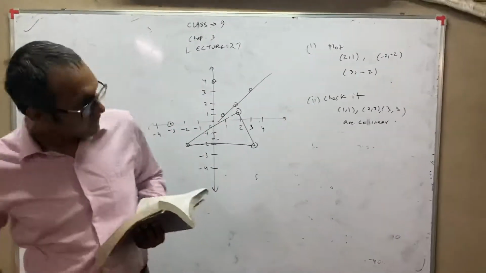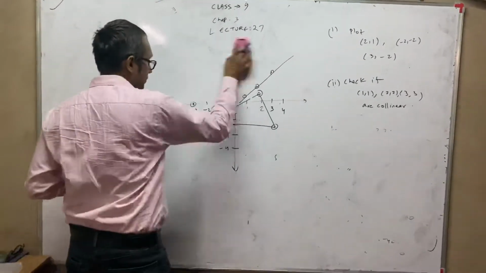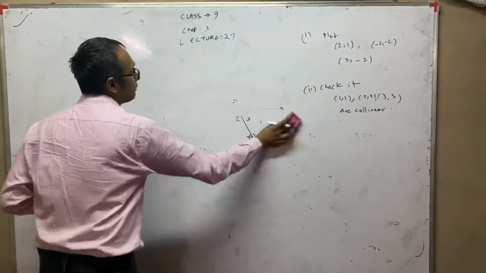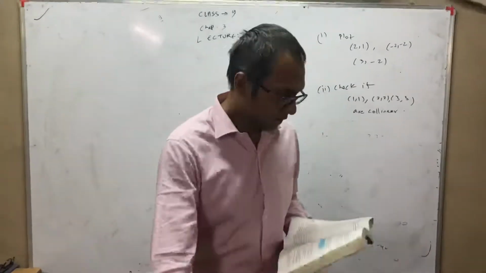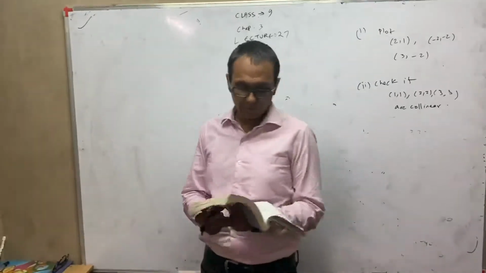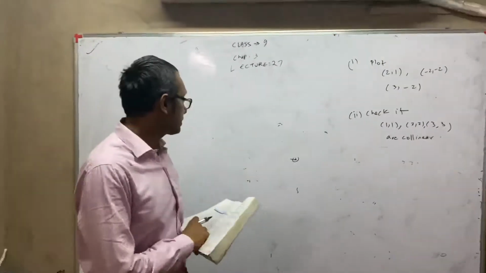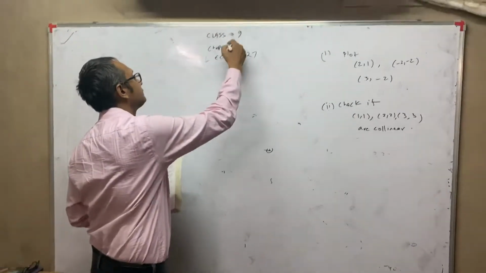So apart from exercise 3.2, I will also send a couple of these types of sums for you to do as homework. Now moving on to the next chapter, which is chapter 4. The name of the chapter is linear equations in 2 variables.